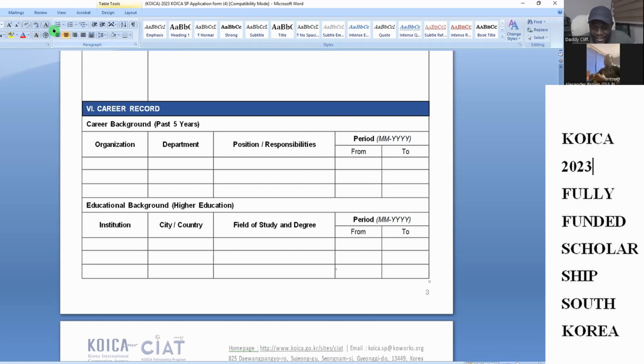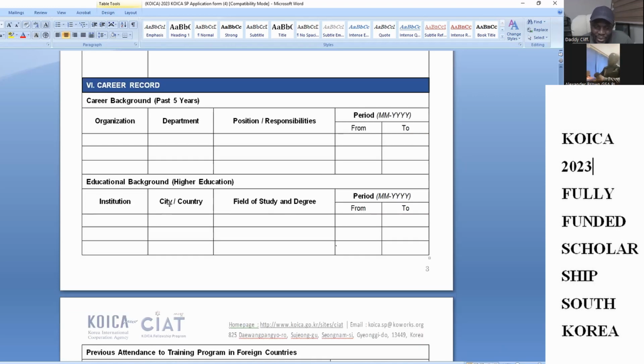So let's say that you've been working for the past 20 years. They say career background for the past 5 years. They don't want you to go very far. Let's limit yourself to the past 5 years of what you've been doing. You just have to state the positions, organizations, departments, and positions that you've changed in the past 5 years. If you've worked for one organization, just state the one. It's okay. Like January 1st, 2018 to present.